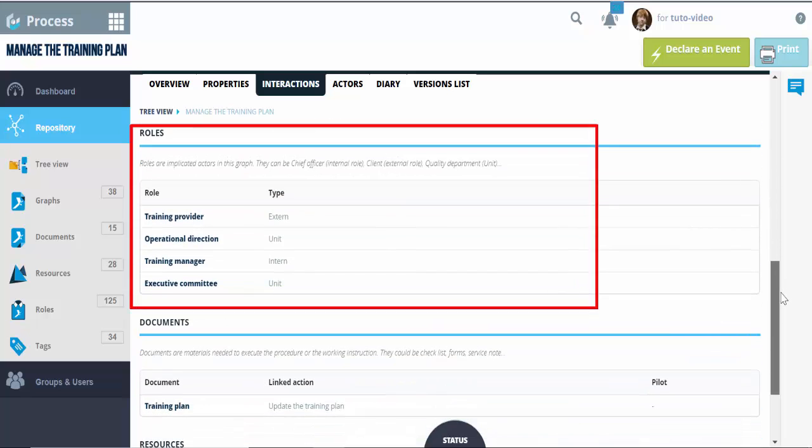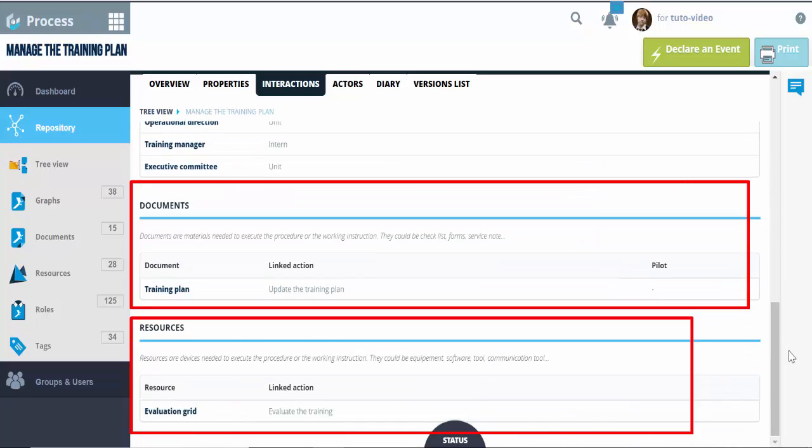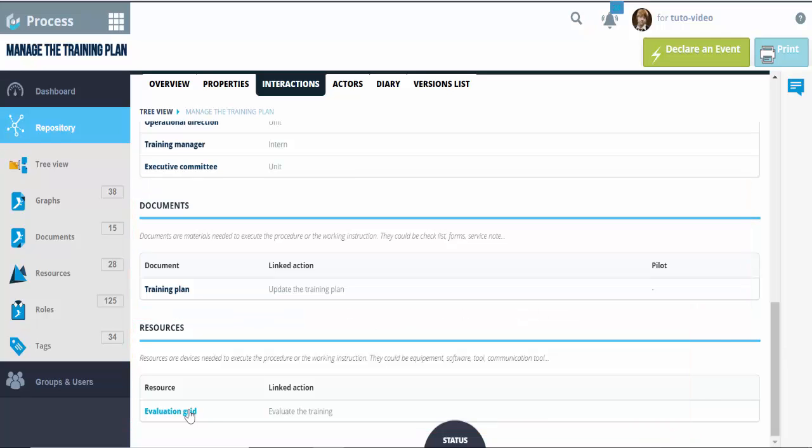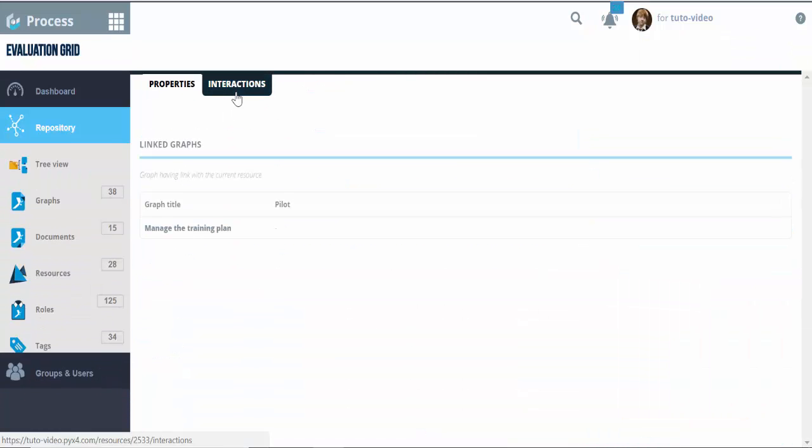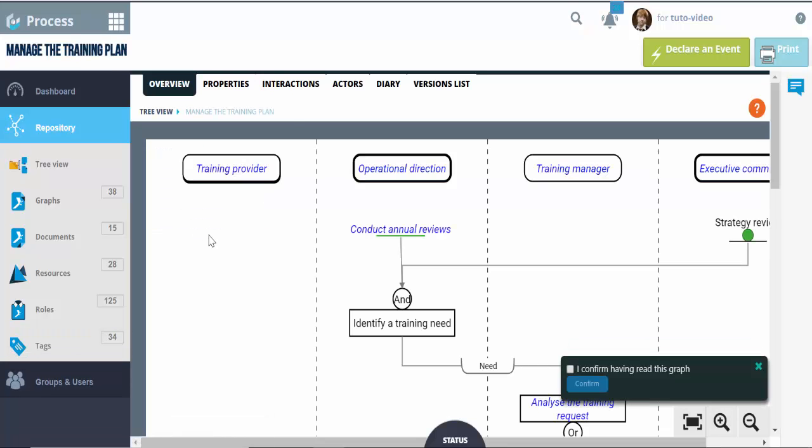Finally, the roles, documents, and resources listed are the ones linked to the current graph. All these elements are searchable within the limit of your rights.